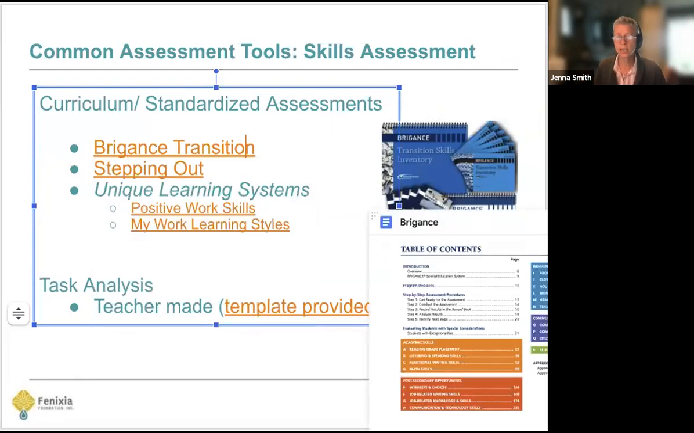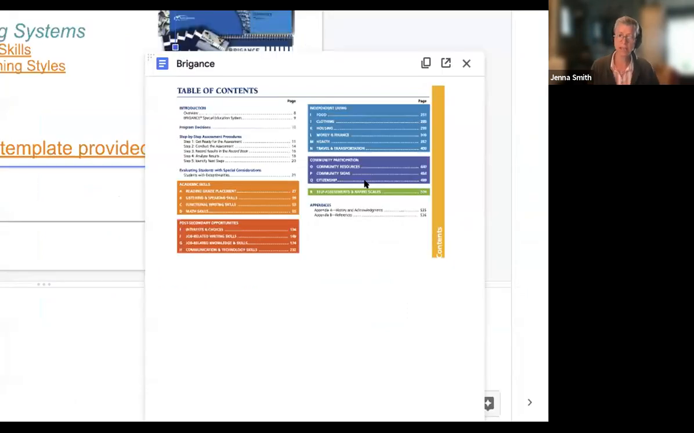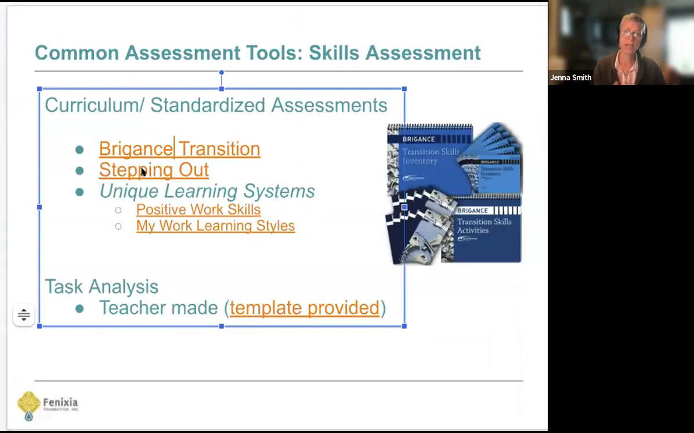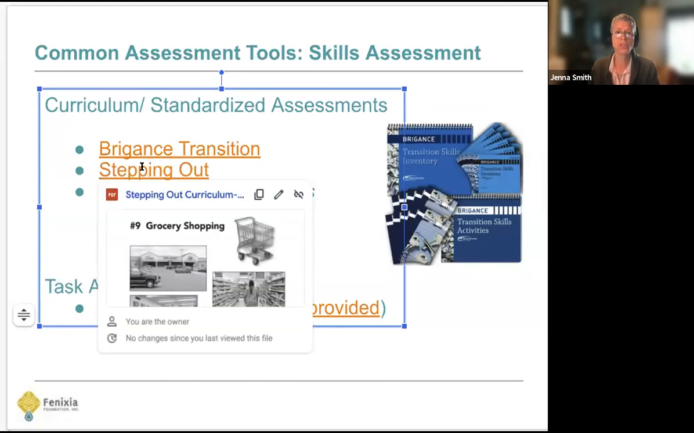And if you look here, it's a really comprehensive formal assessment that discusses all kinds of areas of transition, including academic skills, post-secondary, vocational, independent living. And honestly, it's so comprehensive that it doesn't make a lot of sense for teachers to do that on a regular basis, but it's something we can pick and choose from as we need it. And again, another plug for why it's important to just make your own. Julia's going to review Stepping Out since she's familiar with that one.